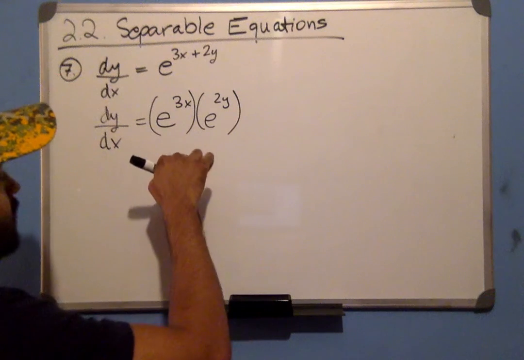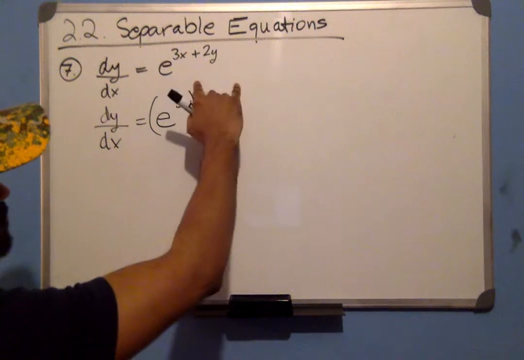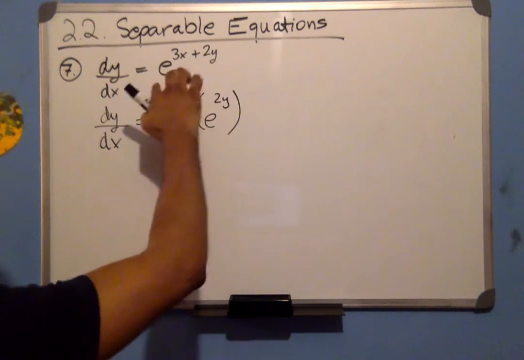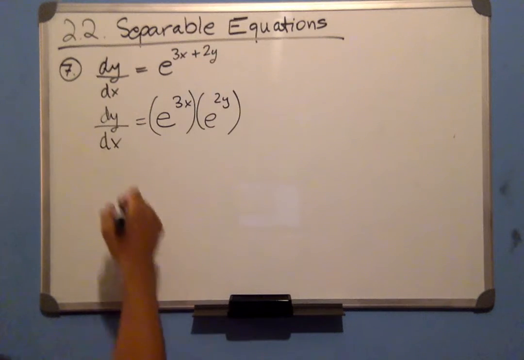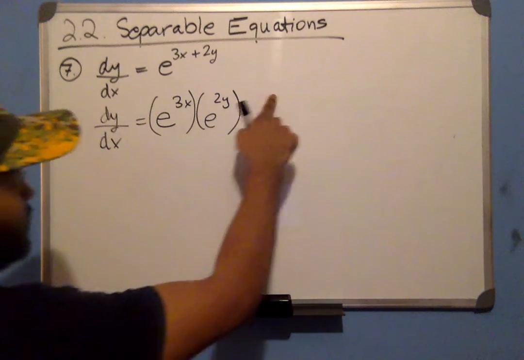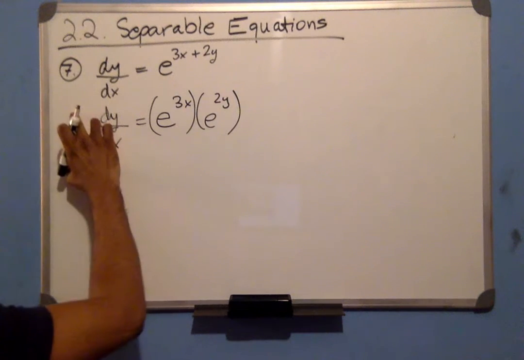Recall that any two terms that are being multiplied of the same base raised to some power, we can add those two powers on a single base. From here, what we could write is the following. I can multiply my dx on this side, and I can take my term of y and divide it on this side over here.